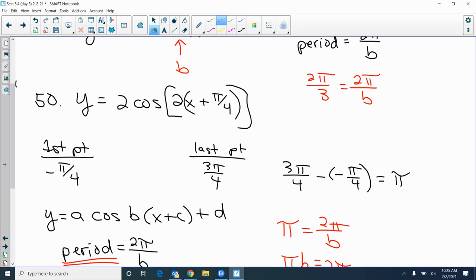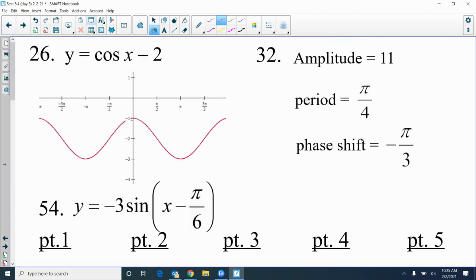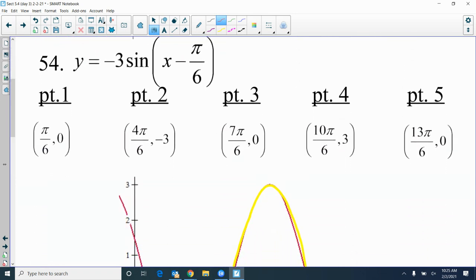All right, 54 and 56, you got to give me the points. Pi over 6, 0. 4 pi over 6, negative 3. 7 pi over 6, 0. 10 pi over 6, 3. And 13 pi over 6, 0. You got to give me those points. Now you can reduce, like 4 pi over 6 is 2 pi over 3. I don't care. I just kept it like that because I'm adding 3 pi over 6 every time. Okay? Just to make it easier for me.